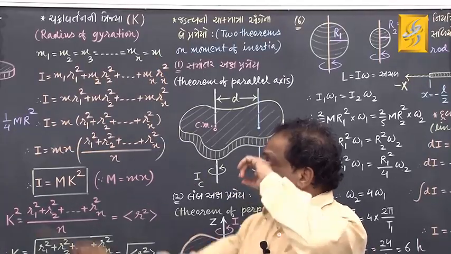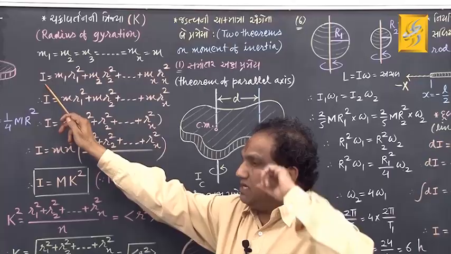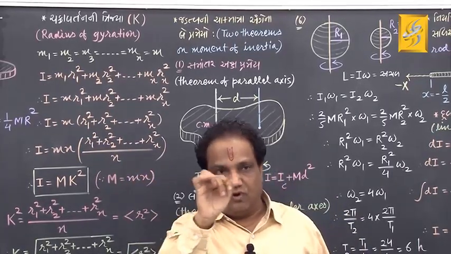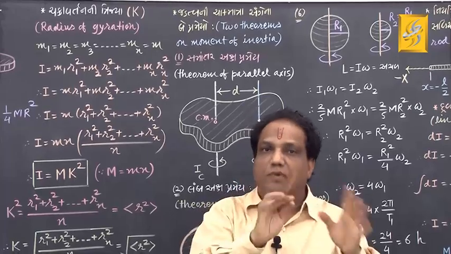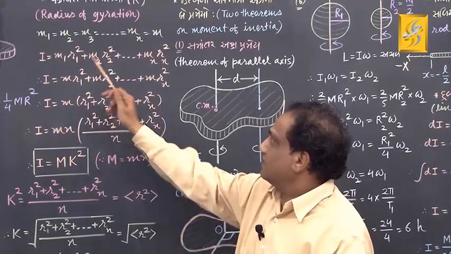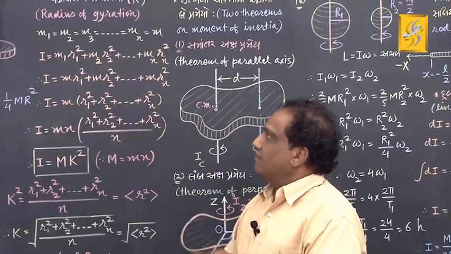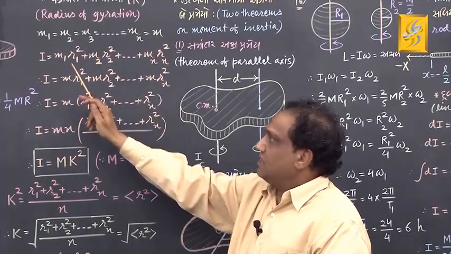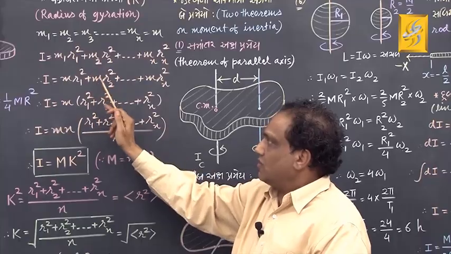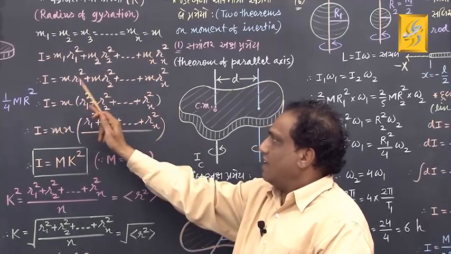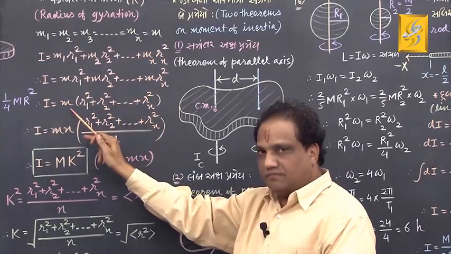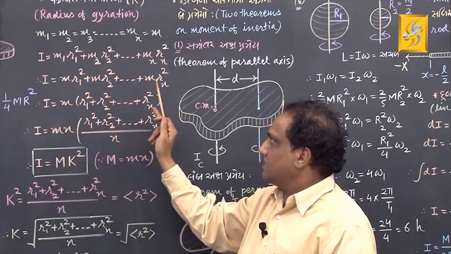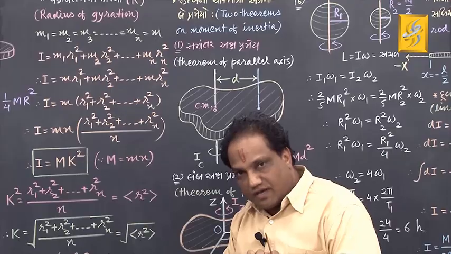Now you know the formula of moment of inertia. What was that mathematical form? m1 r1 square plus m2 r2 square plus ... plus mn rn square. Here it is. Now instead of m1, m2, mn, I am going to write m. Instead of m1, write m; here also m, here also m. Can I take m common? Inside the bracket, r1 square plus r2 square plus ... plus rn square.